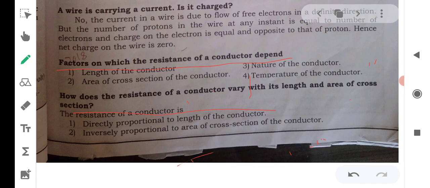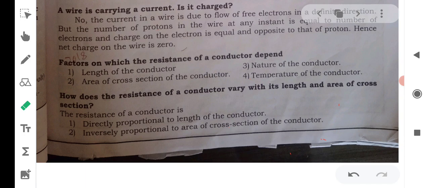Now see, students, the resistance of a conductor, R, is directly proportional to the length of the conductor, and R is inversely proportional to the area of the conductor. Third, it depends upon the nature of the conductor, and fourth, it depends upon the temperature. Simply, I am writing that the resistance of a conductor depends on four physical terms.